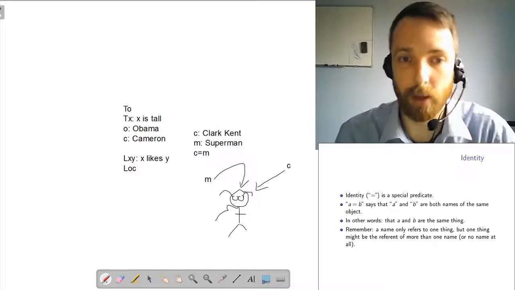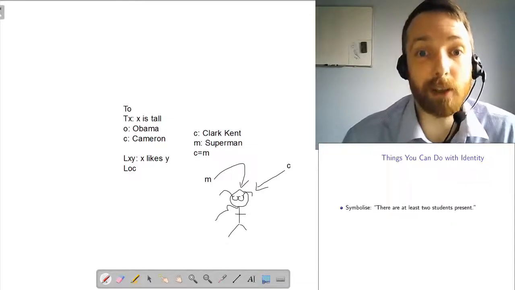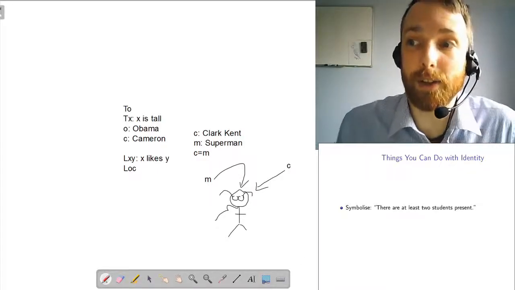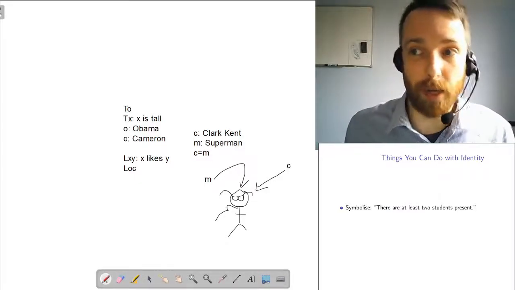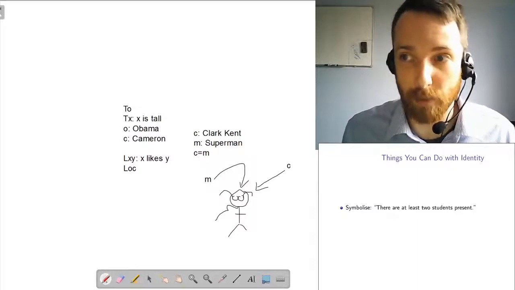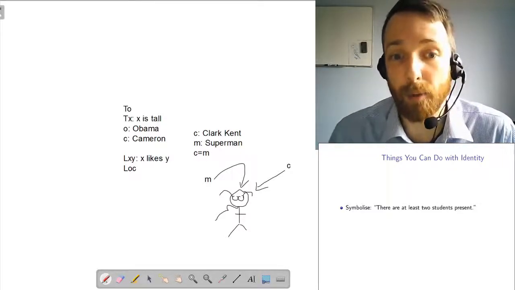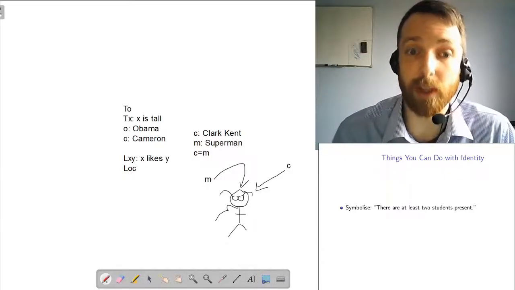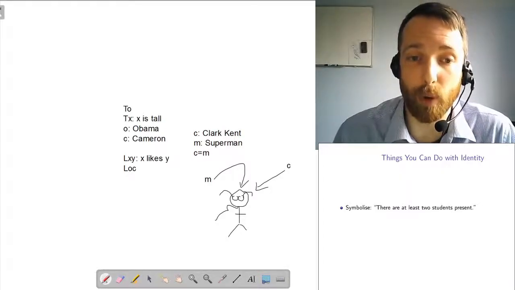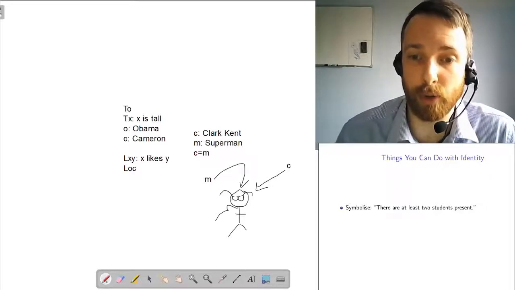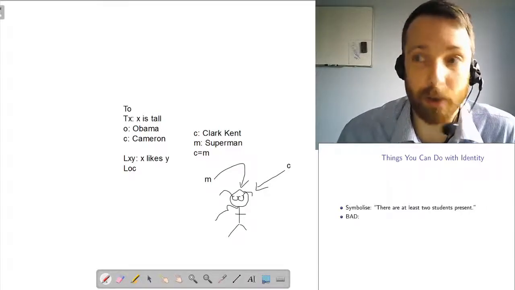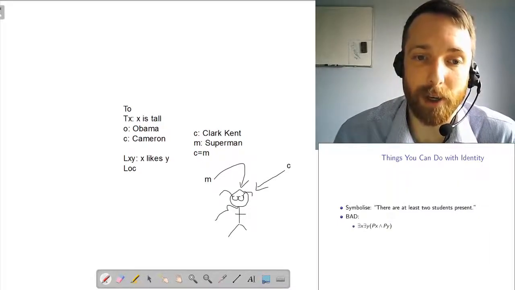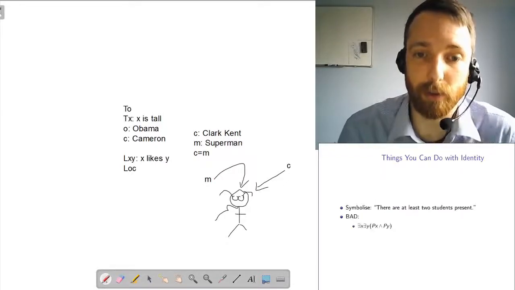Okay. Why is this useful? Here's why it's useful. Here's something you can do with the identity predicate. I said in a previous video, when you just have quantifiers and names and predicates and variables, you don't have any way of saying there's two of something, two or more. Identity lets us do that. Okay, so let's say we wanted to write this thing. We want to symbolize there are at least 2 students present. So here's a bad way of doing it. If I just write there exists an X, there exists a Y, such that X is present and Y is present.